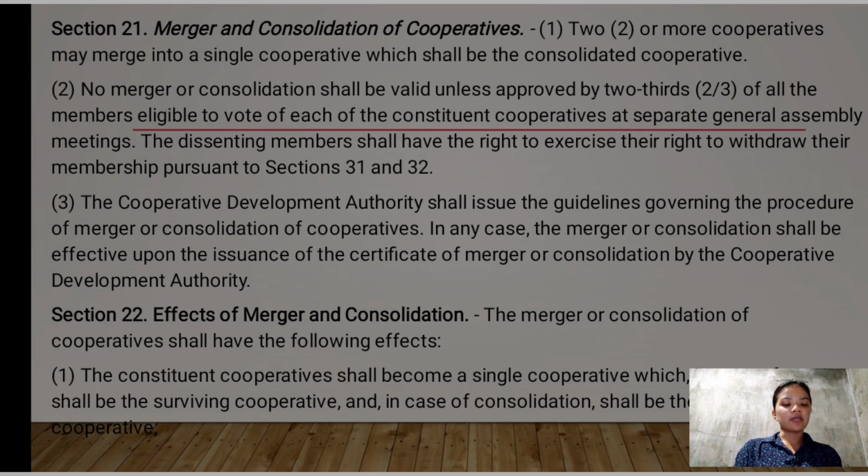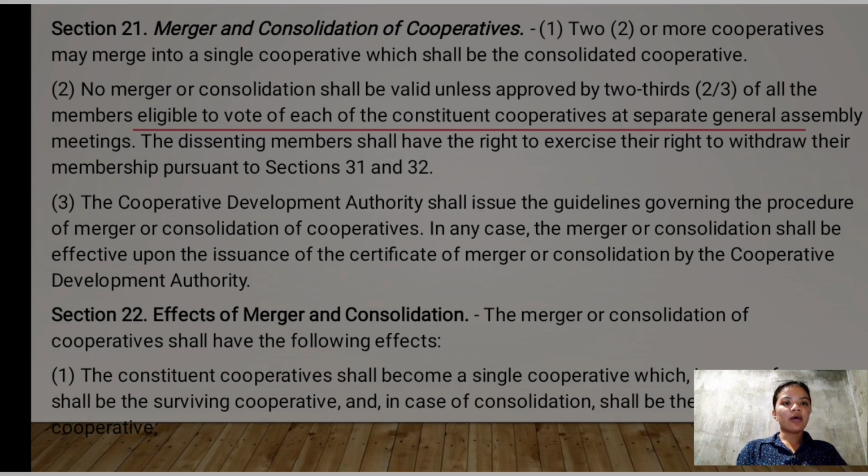Second, approval process. The merger or consolidation requires the approval of 2/3 of the voting members of each cooperative at separate general assembly meetings. Dissenting members have the right to withdraw their membership in accordance with Section 31 and 32 of this law. Third, guidelines and effectiveness. The Cooperative Development Authority will provide guidelines for the merger or consolidation process. The merger or consolidation becomes effective once the Cooperative Development Authority issues the certificate of merger or consolidation.